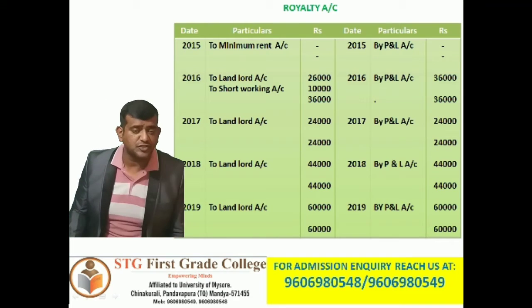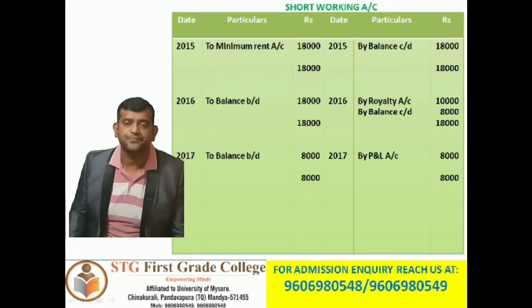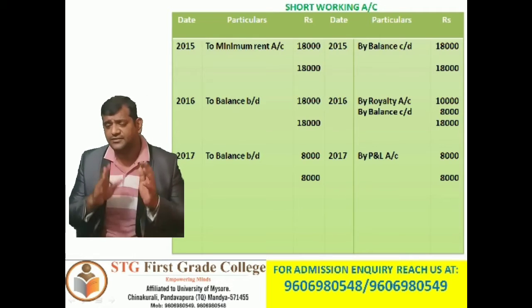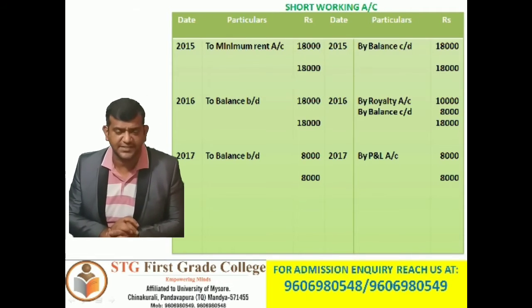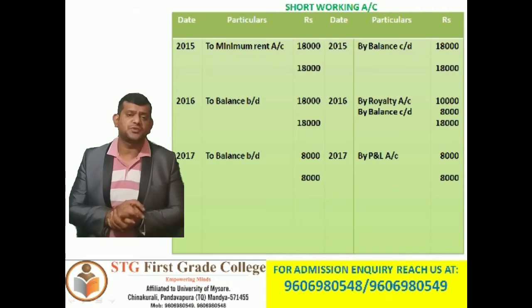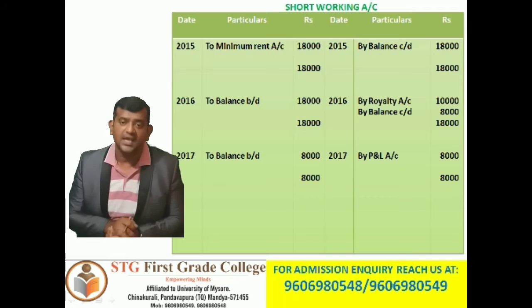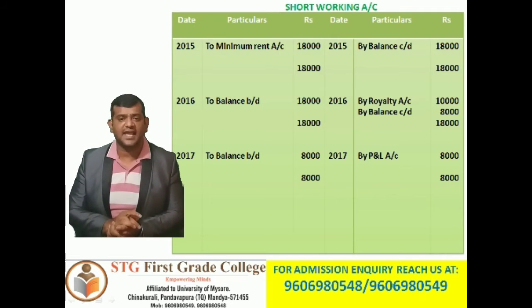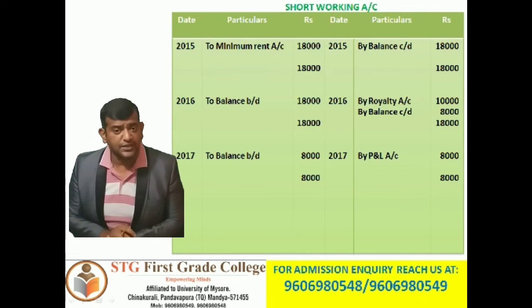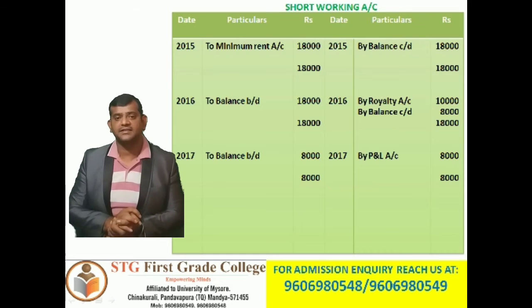So let us open short working account. Date particulars rupees, date particulars rupees with 6 column table. In the year 2015 to minimum rent account 18,000 rupees. 2015 by balance carried down 18,000. Both the side total 18,000 and 18,000.